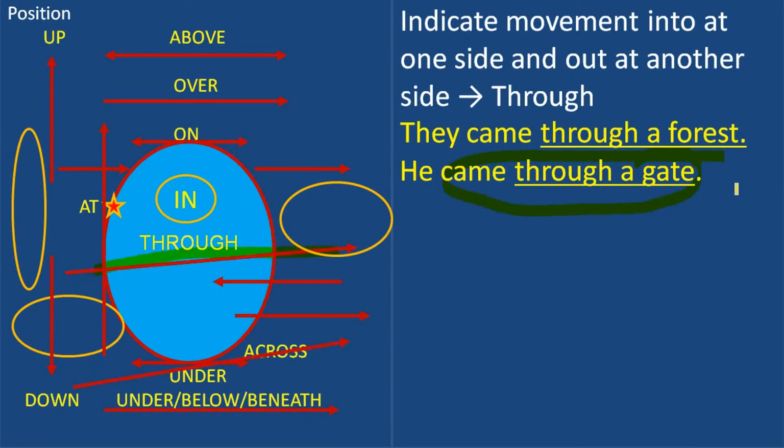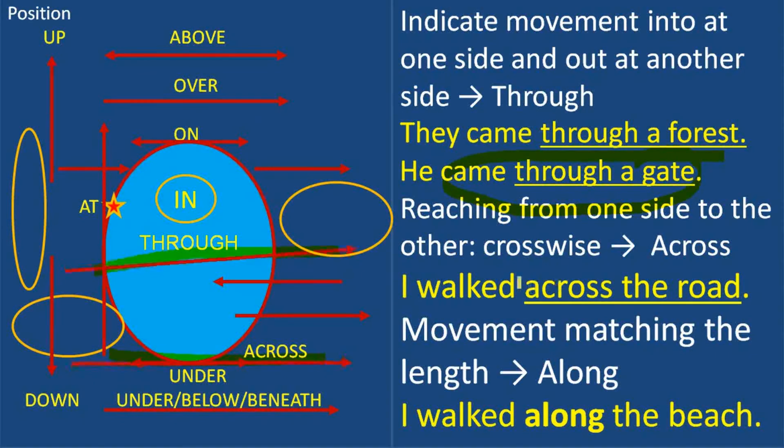Next, if we go through using ground and there is no structure and it may be crosswise, that time we will use across. For example, I walked across the road. It means I just crossed the road from one side to another, but there is no structure. My front, back side, left side, right side, that's empty, but I'm going through a ground. There is no structure, so I used across here.